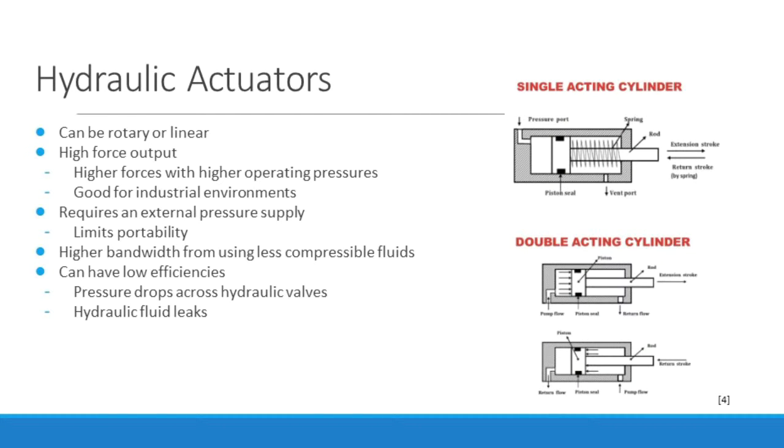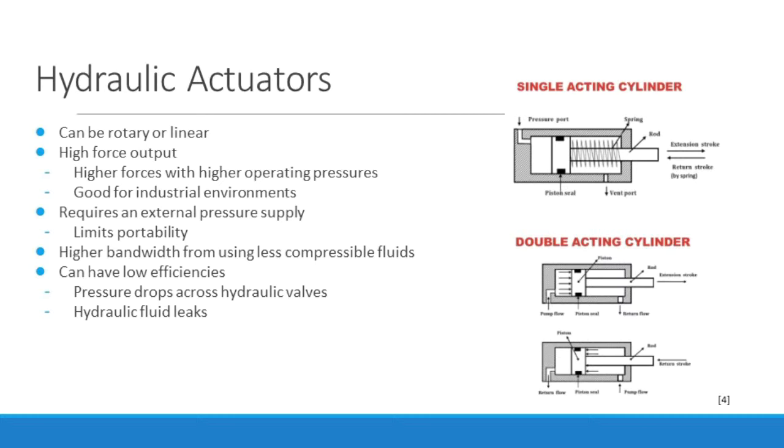Hydraulic actuators are a favorite for high-torque industrial settings. These actuators can transmit very high forces that scale with their operating pressure. Since hydraulic actuators generally use an incompressible fluid, they are also capable of high force and position bandwidths. Hydraulic actuators can be rotary or linear. They can also be single or double acting.